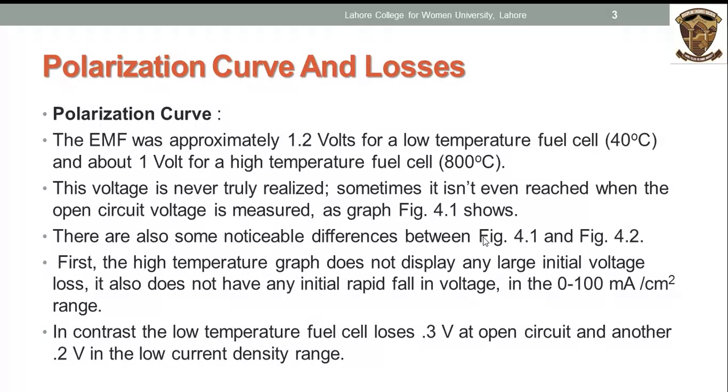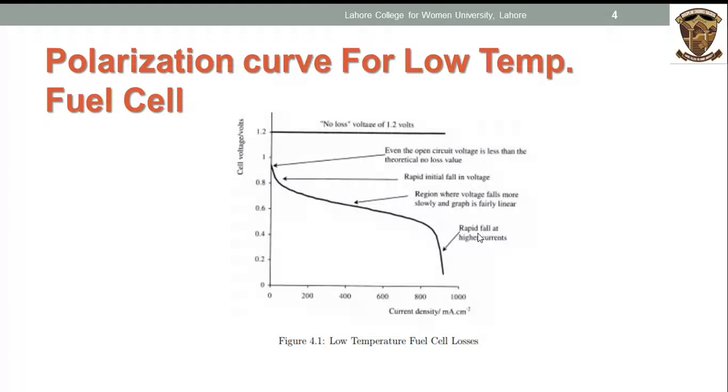There are also some noticeable differences between the two. There are two figures in the next slides for low temperature fuel cell and high temperature fuel cell. First, the high temperature graph does not display any large initial voltage loss. It also does not have any initial rapid fall in the voltage in the 0 to 100 milliampere per centimeter square range. This is clear in this slide.